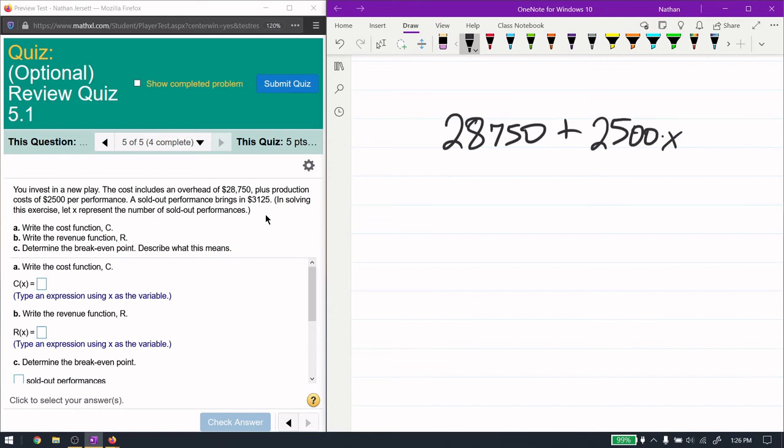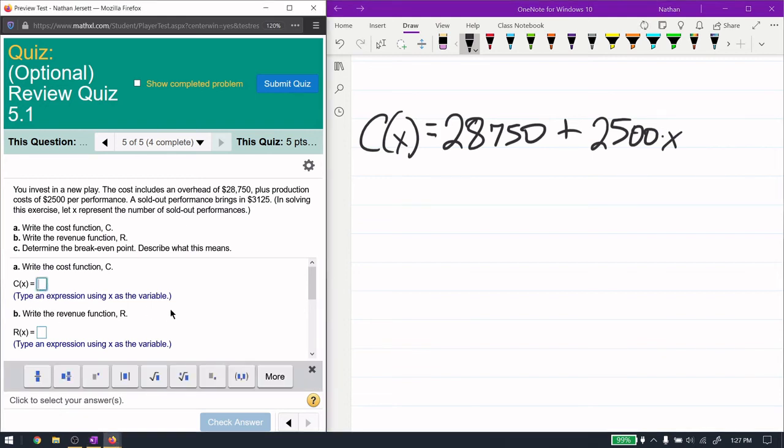If you do 3, then it's going to be 2,500 times 3. And you have to always add on this flat overhead fee as a part of your cost. So this is actually our cost function here, C of X as it's called: 28,750 plus 2,500 X. It's a flat fee and then the incremental fee per performance.